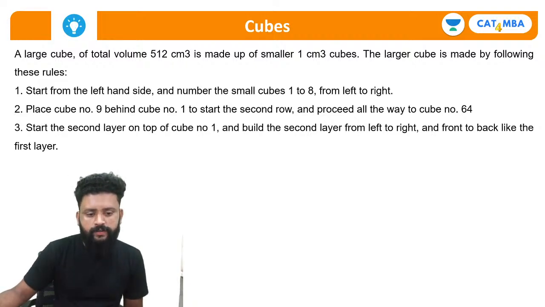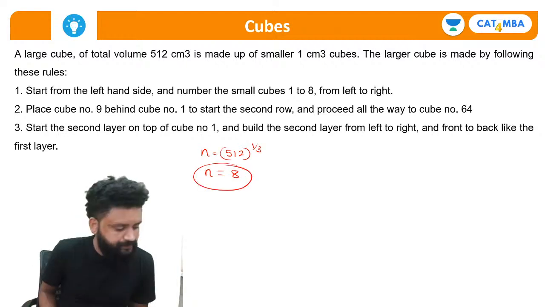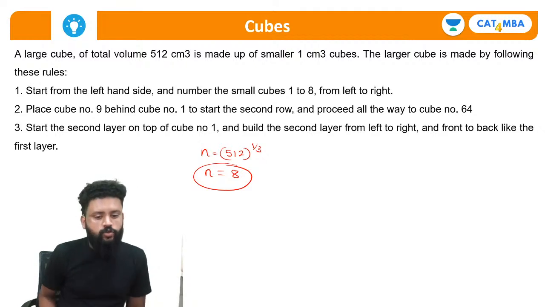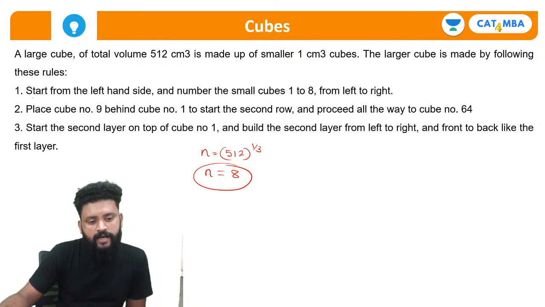So if you go for the value of n, it is the cube root of 512. It must be 8. So this is going to be an 8 by 8 structure. And it is quite tough to draw this now, so we are not supposed to draw it. Think about it. What will come first? So we start from the left hand side and number the small cubes from 1 to 8 from left to right. Okay, we started the numbering.